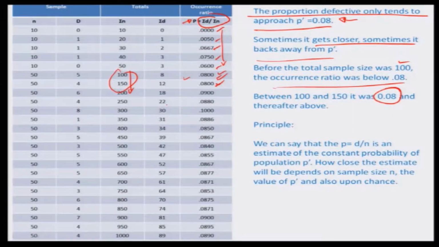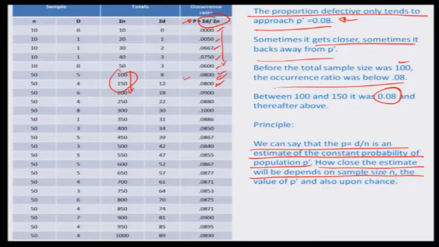So, the principle that we draw from all this is that we can say that p equal to d by n is an estimate of the constant probability of population p dash. How close the estimate is will depend on the sample size n and the value of p dash, and also upon some chance causes. That is how you are explaining the probability of occurrence or likelihood of a minor defect in the sample.